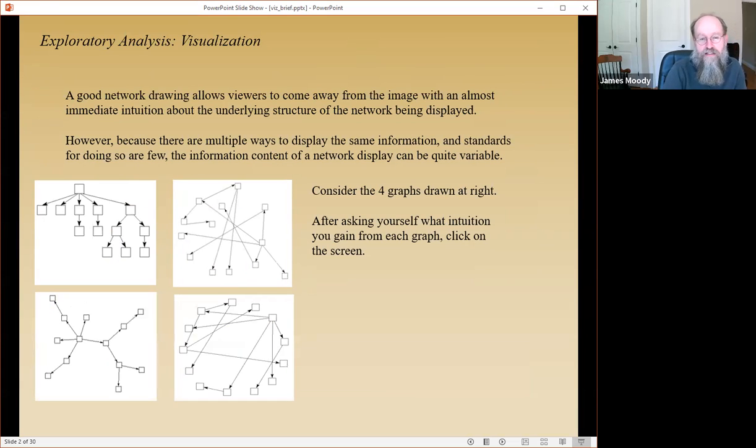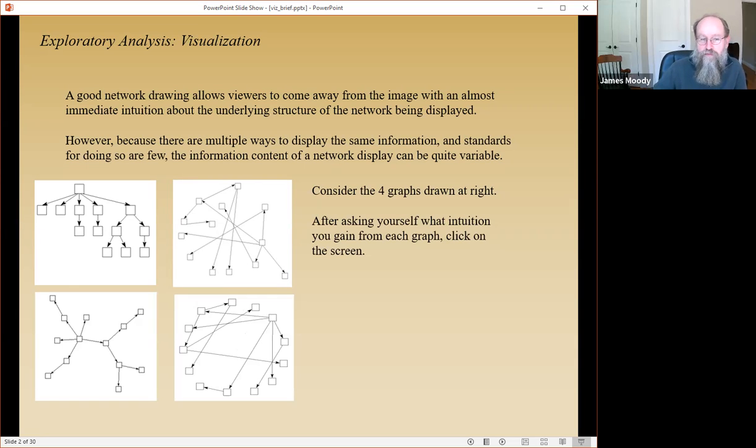So all of these images are of the exact same underlying data. These are different projections of literally the same network. And it turns out in this network, it's a directed acyclic graph with a root. So this is probably the most intuitive way to look at it. These two are not intuitive. There's nothing about the spatial orientation that helps you learn something about the structure.